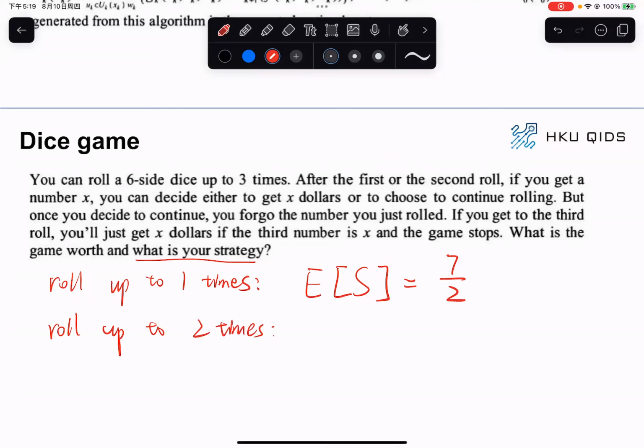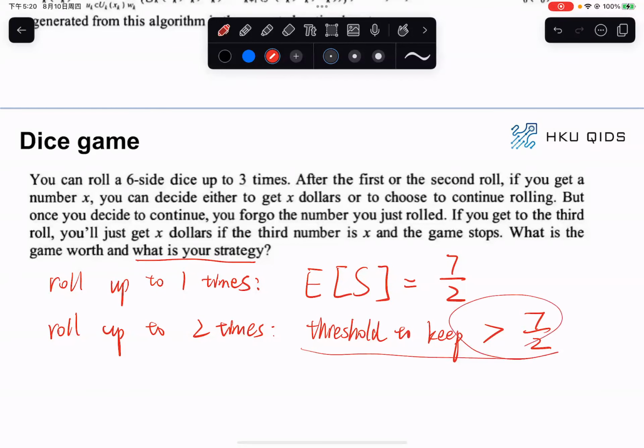Then after we have already rolled our first dice, we need to decide whether we should forgo the number or we should keep it. And of course, this threshold to keep should be larger than 7/2, right? Why is it the case? Because we are only going to keep this number because we think it is already large enough. For example, if we already tossed a 6, then of course we are going to keep that. But how about 5 or 4, right? So the threshold should be larger than 7/2, and 7/2 is just 3.5.